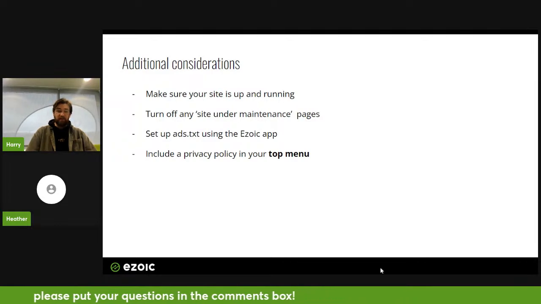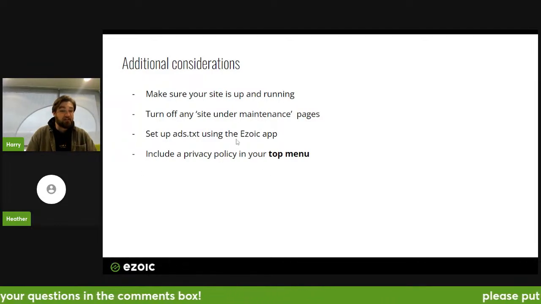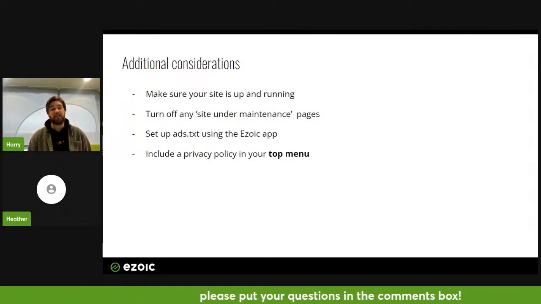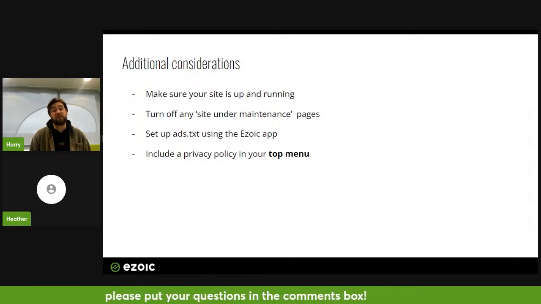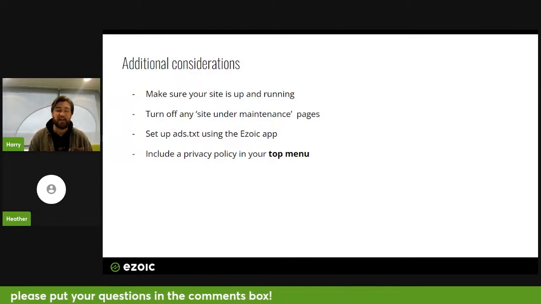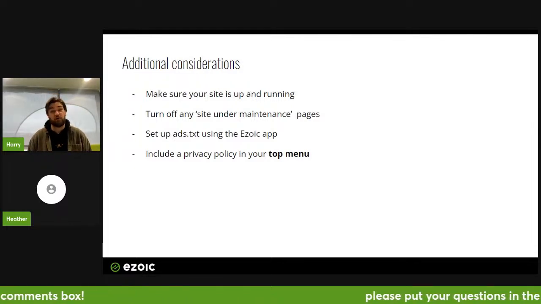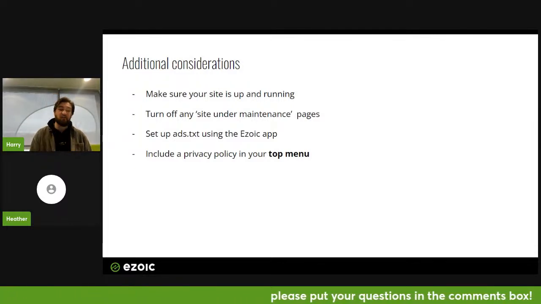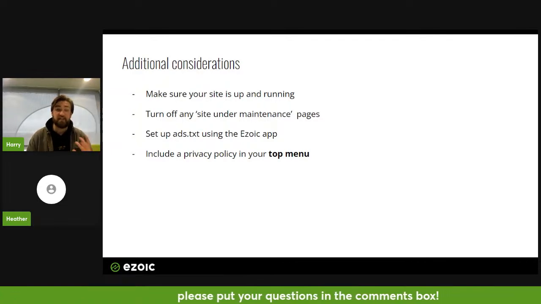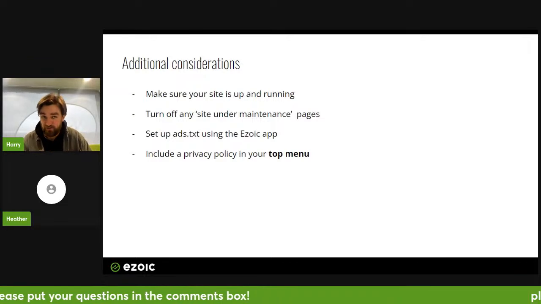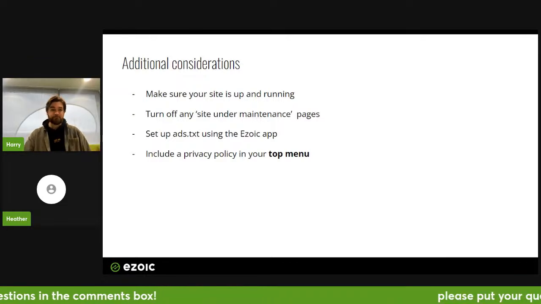And another one, which sounds oddly specific, but we see it quite a lot. If you include a privacy policy in your top menu, then it's easy for your users to find, which ensures that you're staying within GDPR regulations and guidelines, which is something Google requires for approval. So just a little thing at the end there, but something that we tend to find can be the difference between being disapproved and being approved for Ad Manager.